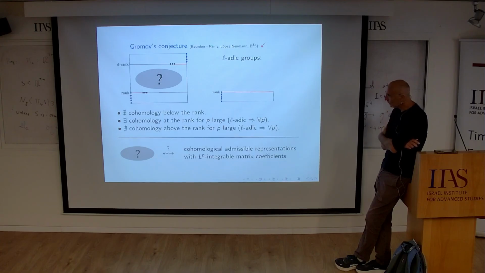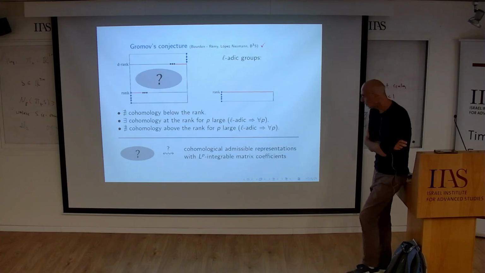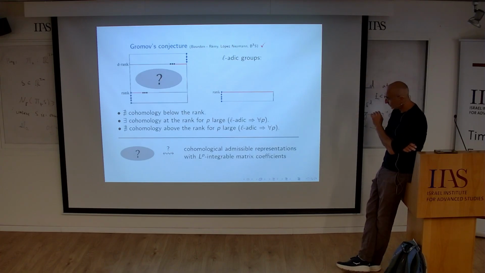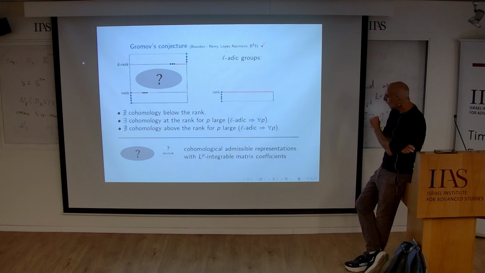We have what I find a quite beautiful conceptual explanation for all LP cohomology. It appears, and it fits quite well with whatever numerics we do have on LP cohomology, that they are related to admissible representations where you have LP integrable matrix coefficients.